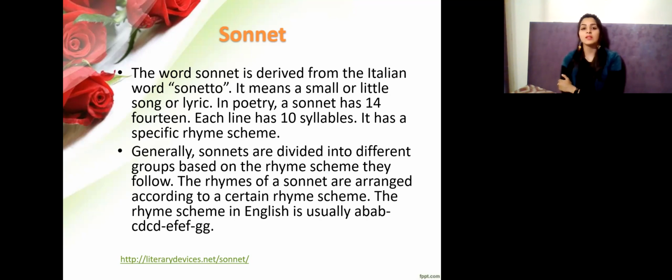Generally, sonnets are divided into different groups based on the rhyme scheme they follow. The rhymes of a sonnet are arranged according to a certain rhyme scheme. The rhyme scheme in English is usually ABAB, CDCD, EFEF, GG. So mostly in English, this is the rhyme scheme, but sonnet is mostly divided into different groups depending on the rhyme scheme.